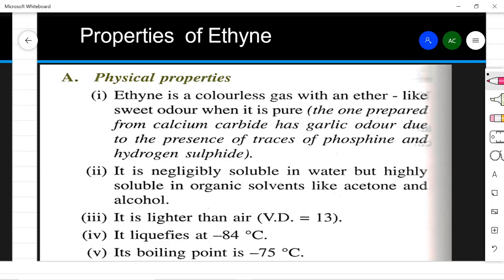Laboratory preparation of ethyne is not in your syllabus for this year, so I am directly switching over to the physical properties, but later on I will be making a video on the laboratory preparations also.